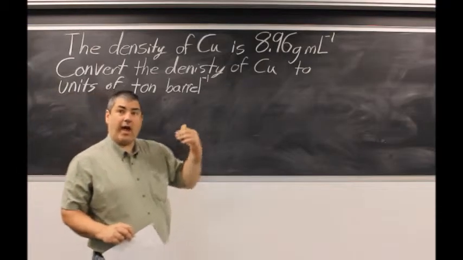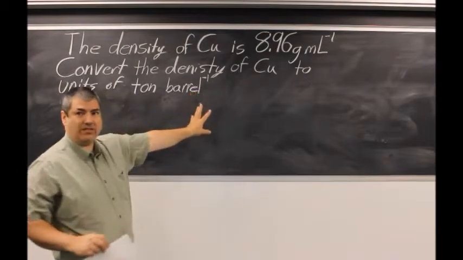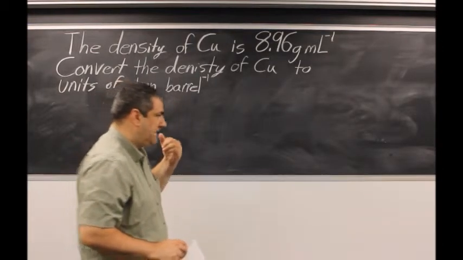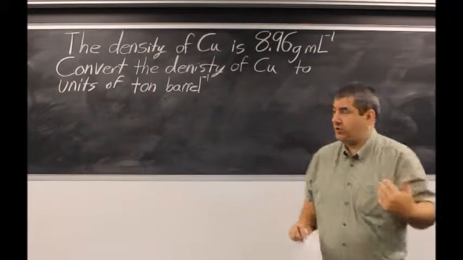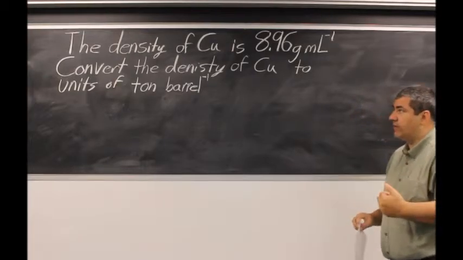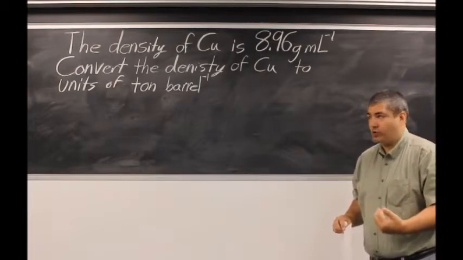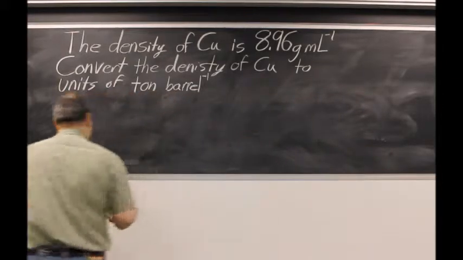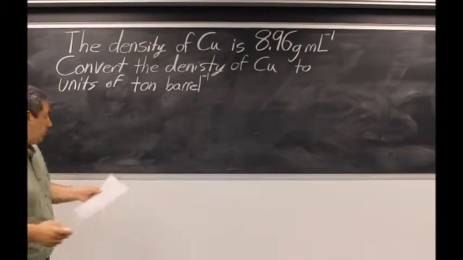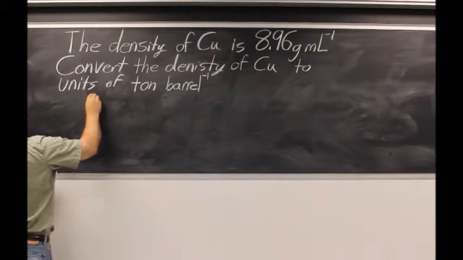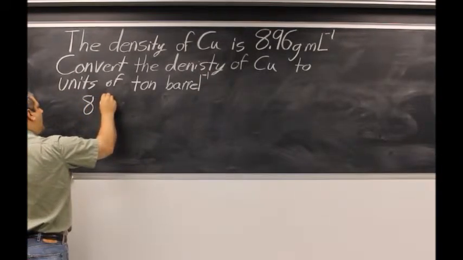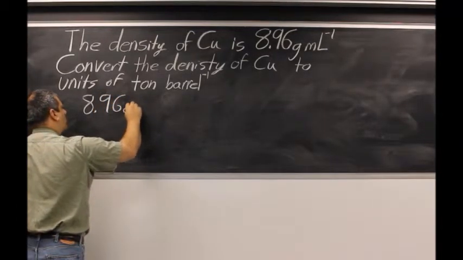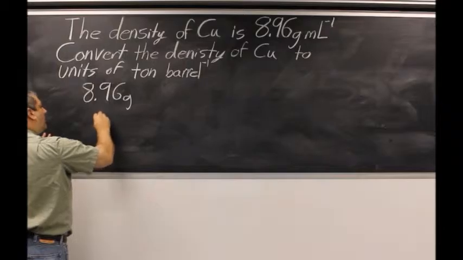Part of the rationale why I gave you this problem isn't just about density, it's about using dimensional analysis, using factor label. In the next chapters that we do, the material we're going to cover is going to have lots and lots of unit conversions. So in this case, we've got a value that has 2 units. So we have 8.96 grams per milliliter.